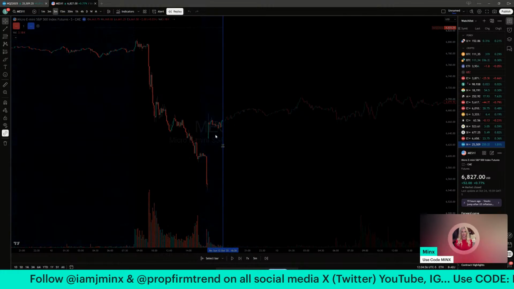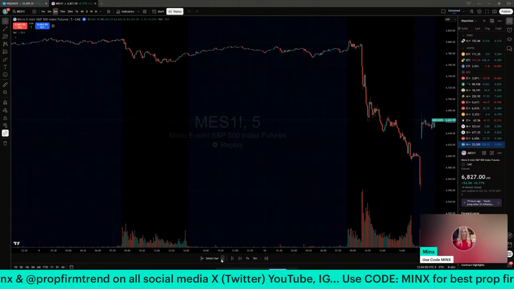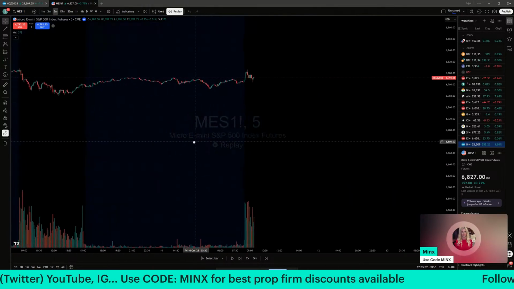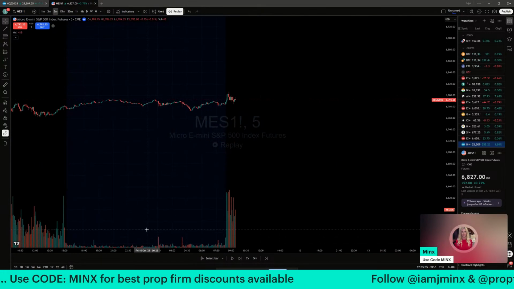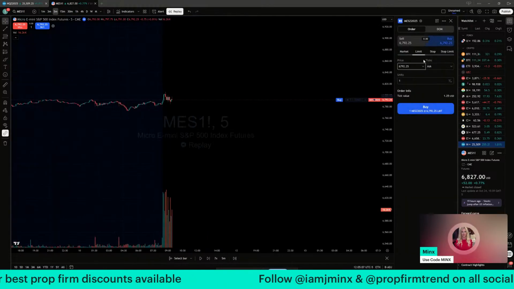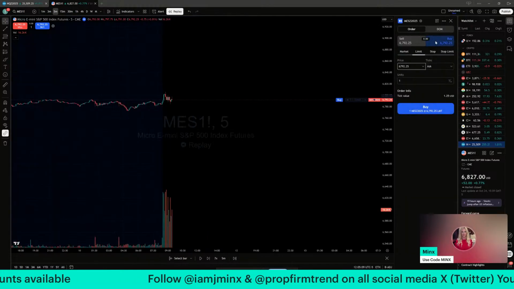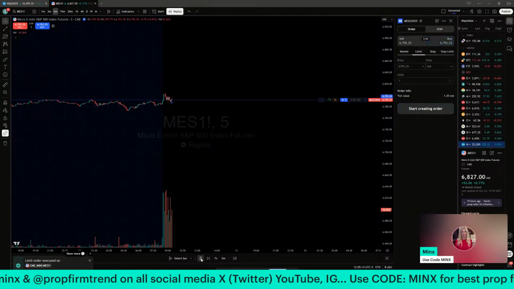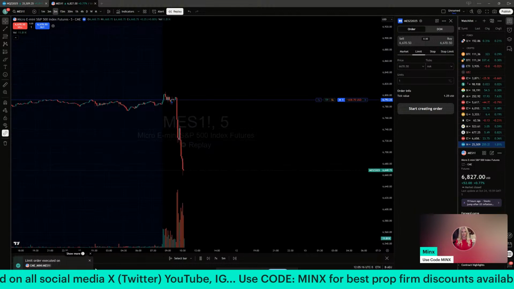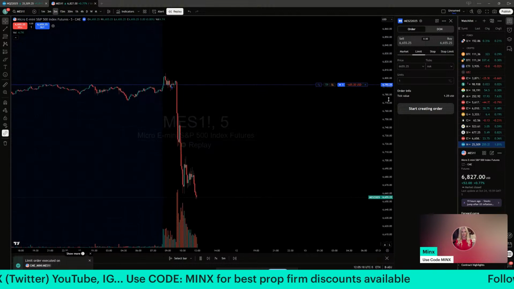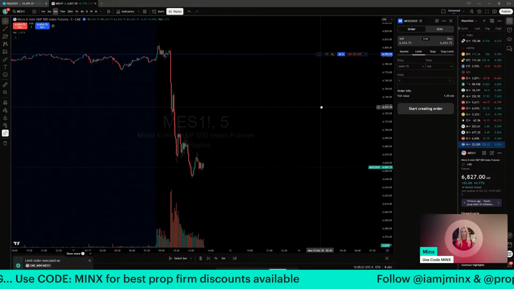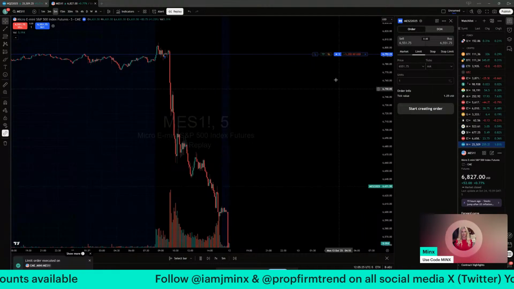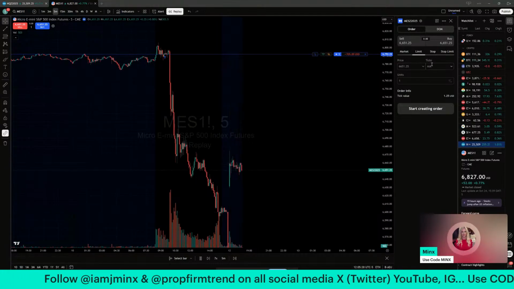Okay, this is the micro version of MES. Trade. Let's buy this time. So even with one micro, with no stop loss, you walk away or something, and this thing starts happening, you're down. There's no point of it, you guys.